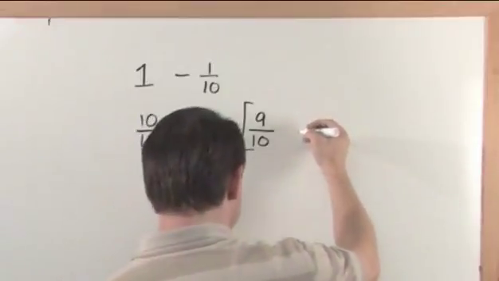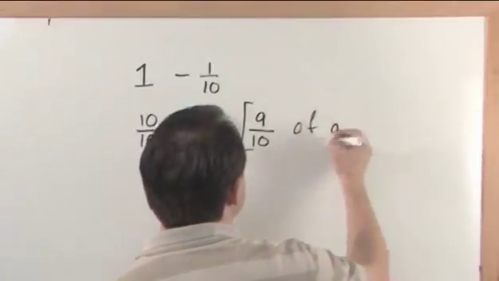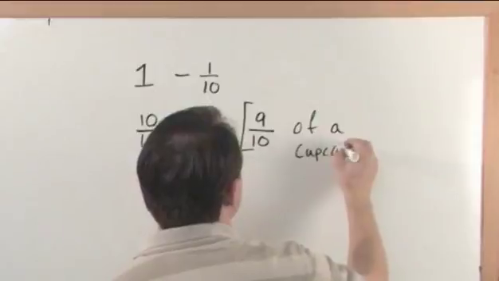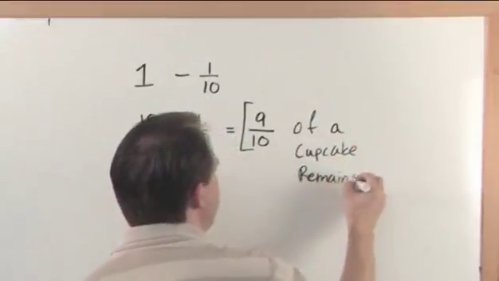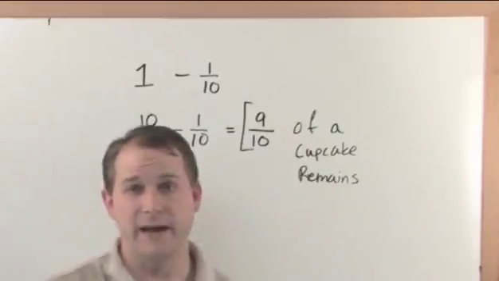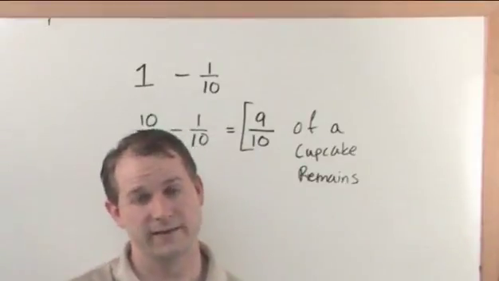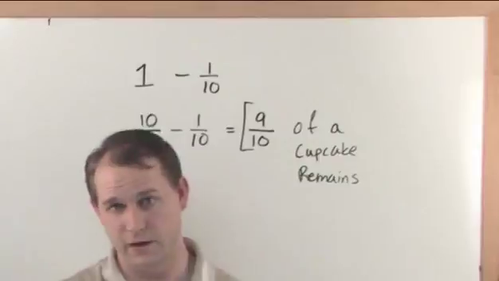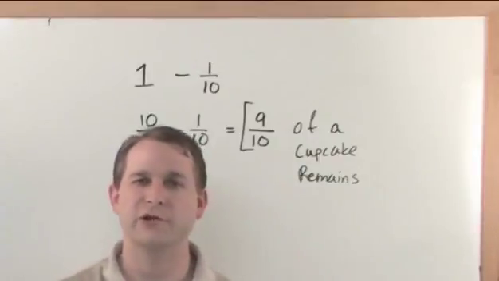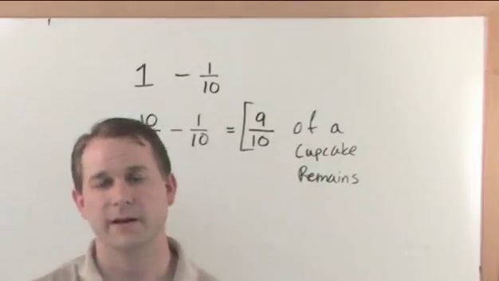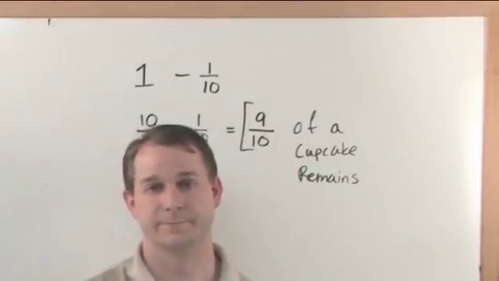So 9/10 of a cupcake remains. Okay? And you know, it makes sense. It really does. If he has one whole cupcake, which is the same as 10 over 10 pieces of a cupcake when you have one whole one, and you eat 1/10, you should have 9/10 left over. You should have a majority of the cupcake left. And that's all this is saying here.